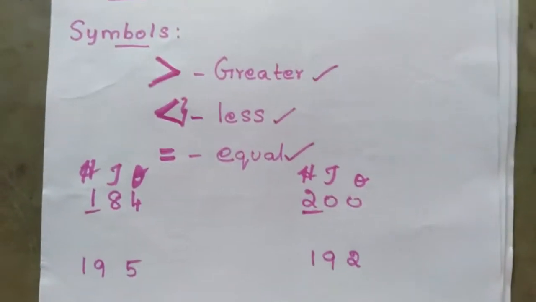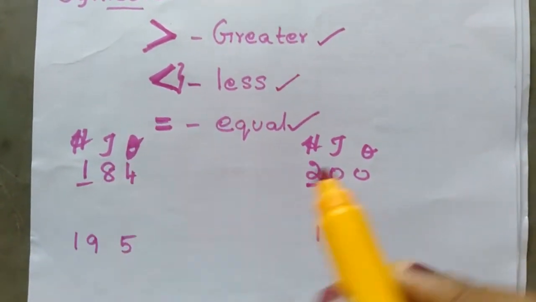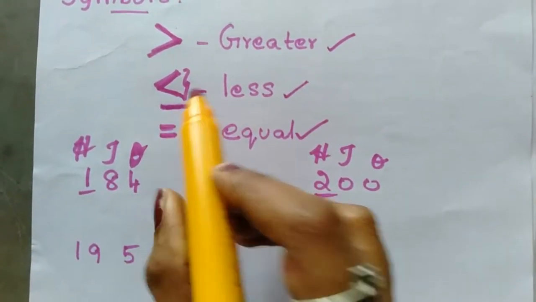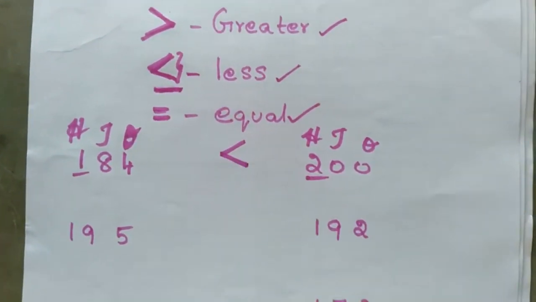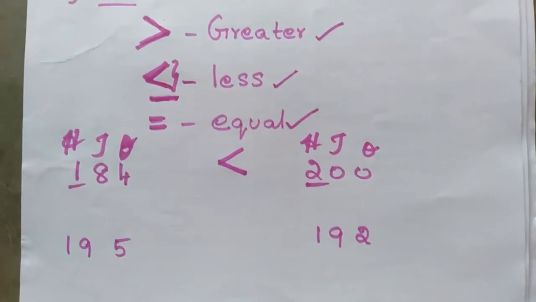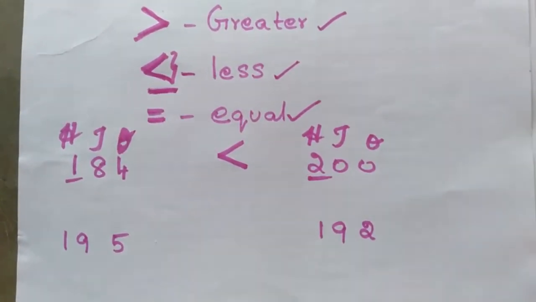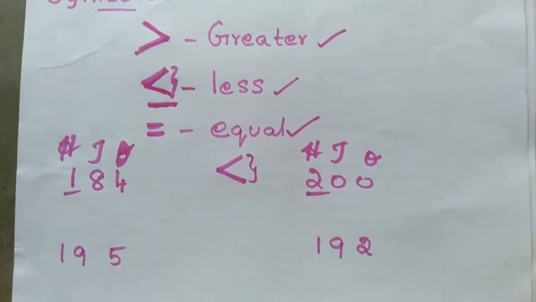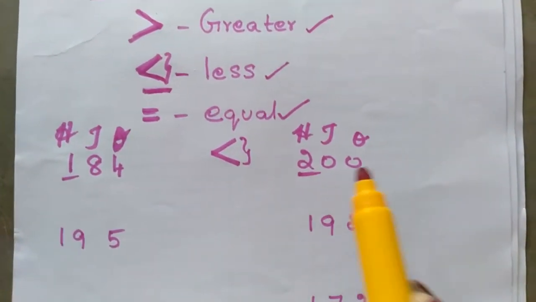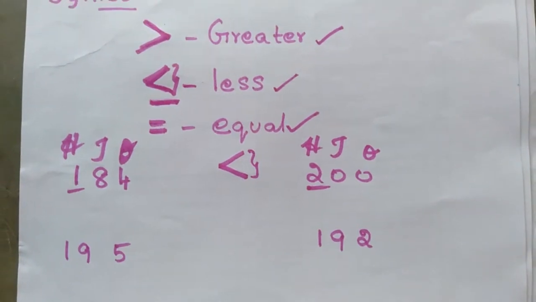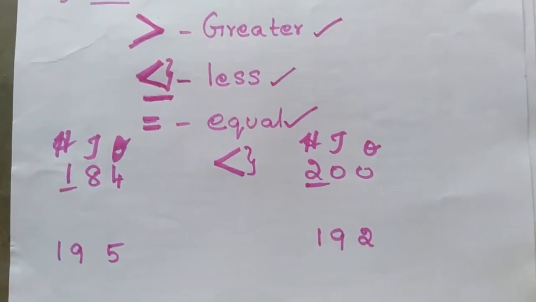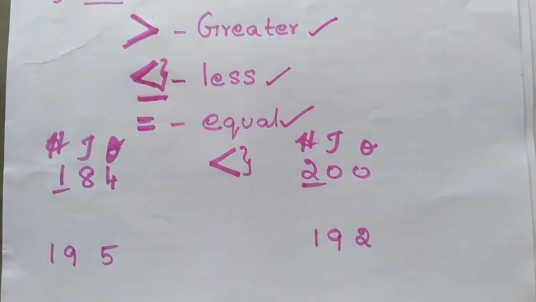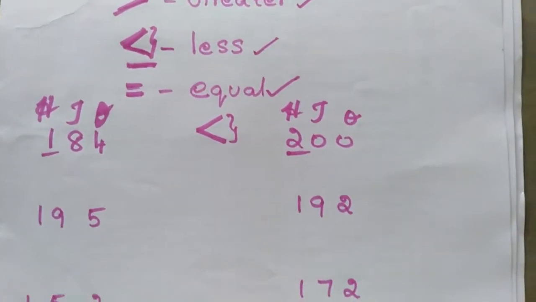So less than means which symbol? This is less, this is greater. So you have to use this symbol. Always the greater side will be the open side. See here, this fish is opening because this number is the greater number. This is a simple concept. On the opening side the greater sign will come. Understood?